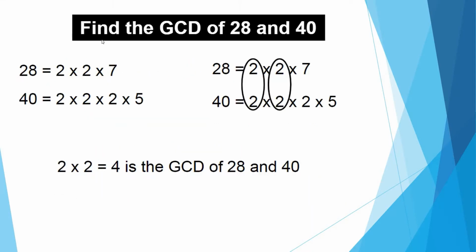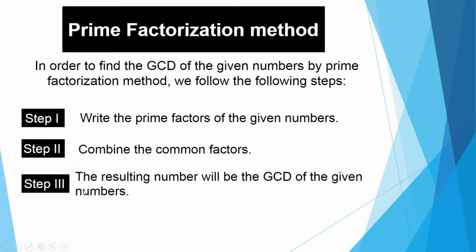So, in this question, you need to find the GCD or the HCF of 28 and 40. So, we need to factorize both the numbers first. When we factorize 28, we get 2 times 2 times 7. 40, if we factorize, we will get 2 times 2 times 2 times 5. So, according to the rule, first we write the prime factors of the given numbers. Yes, we have done it. And then combine the common factors.